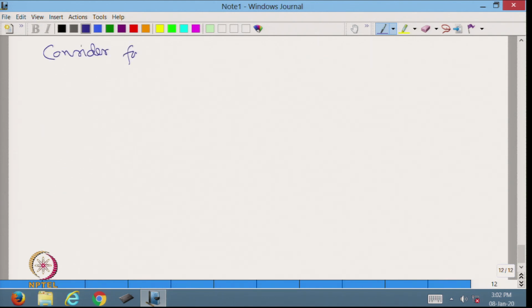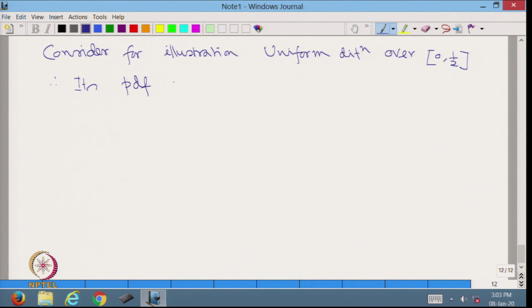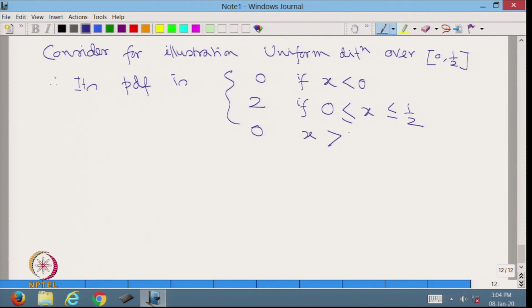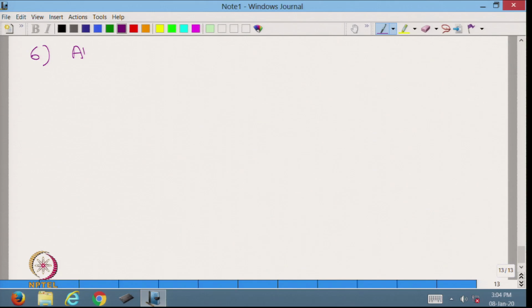Consider for illustration a uniform distribution over 0 to half. Since it is uniform over 0 to half, its PDF is 0 if x is less than 0, it is 2 if 0 is less than or equal to x less than or equal to half, and is 0 if x is greater than half. So, note that the PDF at x can be greater than 1.